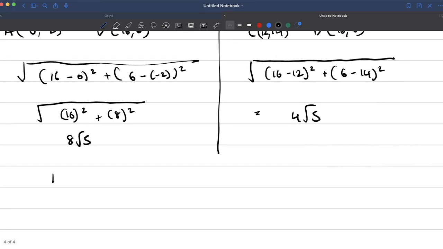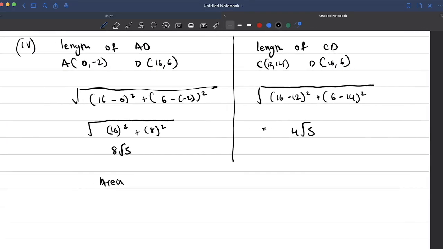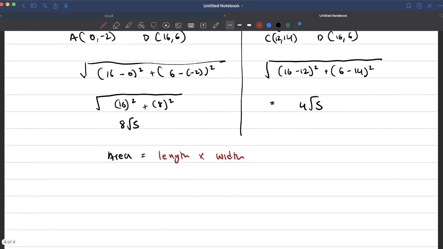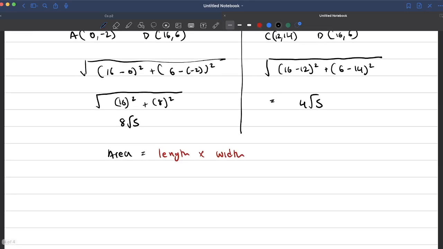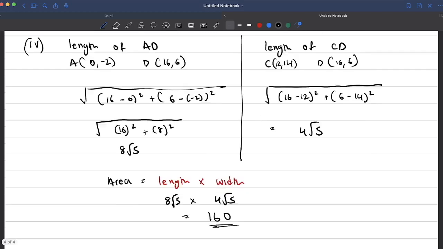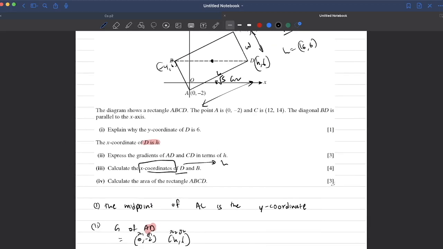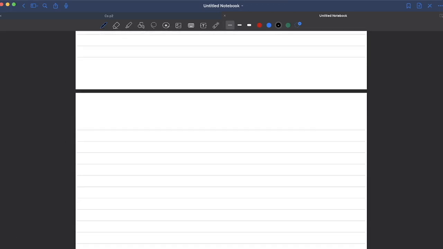Now, length times width. The area is always the length times the width. So the area will be the length 8 root 5 times the width 4 root 5. I multiply these together using my calculator, and I get an area of 160. So that is the end of this question. The area is 160, which gives you 3 marks. Let's move on to the next question.